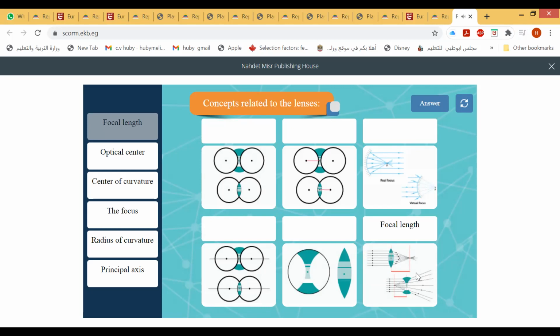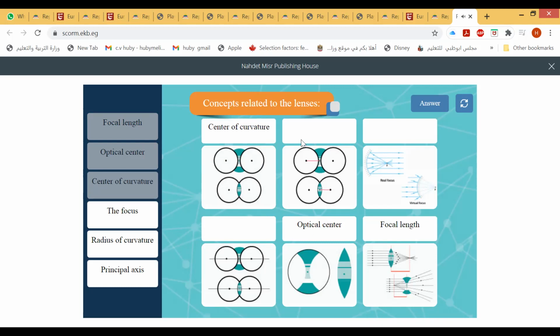The distance between the focus and the center of the lens. What is the optical center? The optical center of the lens is a point inside the lens that lies on the principal axis in the mid distance between its faces. Center of curvature. What is the center of curvature? This? No. This? No. The center of the curvature of the lens is represented as follows. The circles which form the lens surface, their center is the center of the curvature of the lens's face.